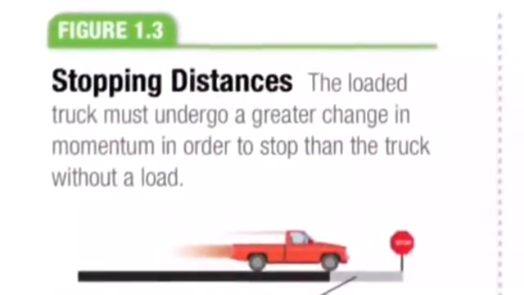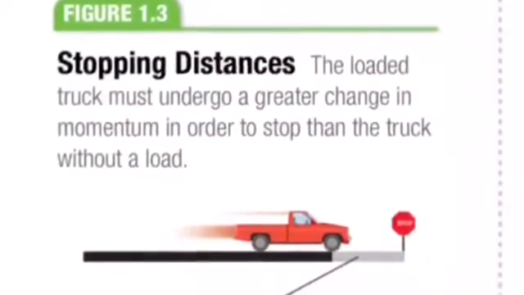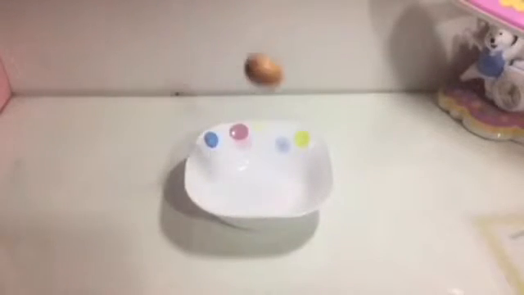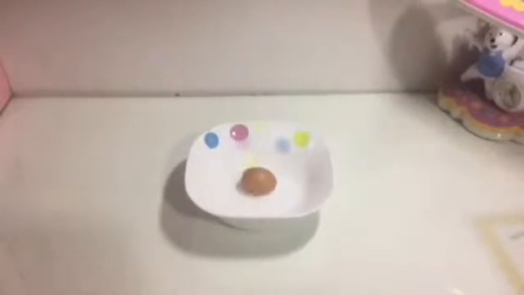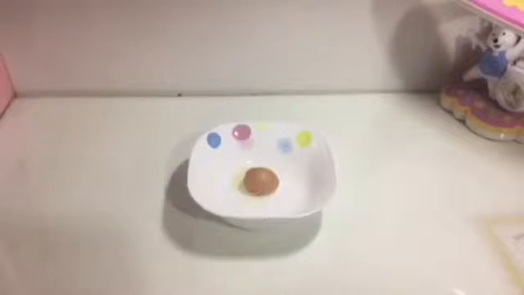Engineers use this theory to determine stopping distances for cars and trucks. When an egg is thrown on a hard surface, it undergoes a change in momentum in a very short interval. The force exerted on it is large due to the collision, but when an egg is thrown on a soft surface, it undergoes the same change in momentum but over a much larger interval, because the force exerted on it is small.